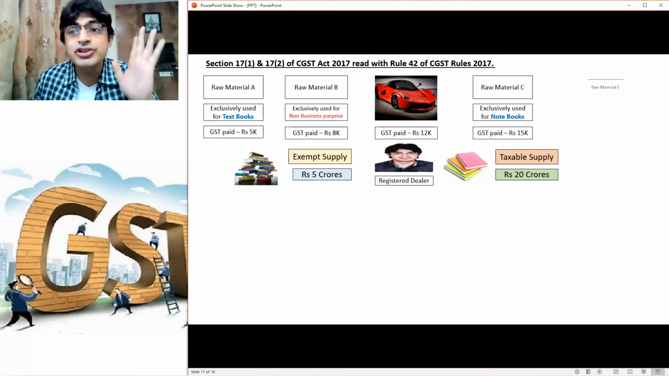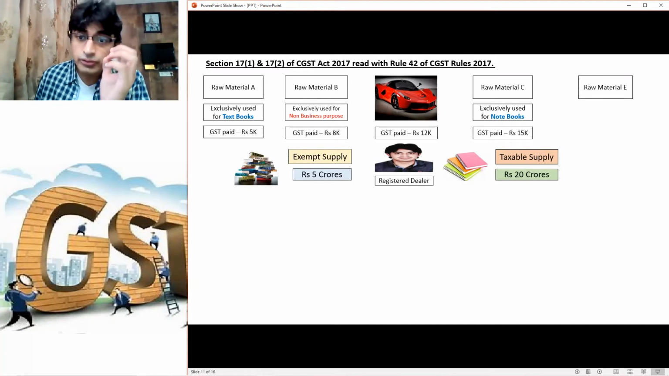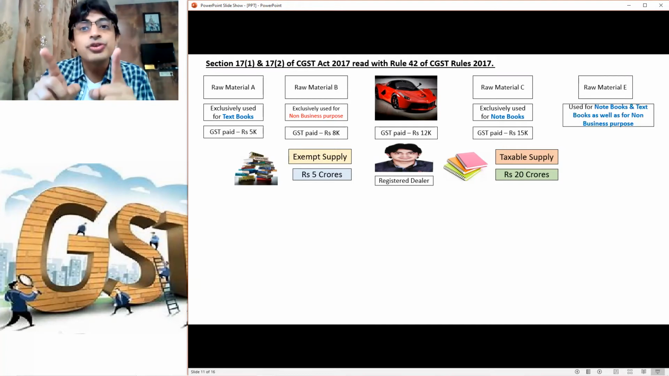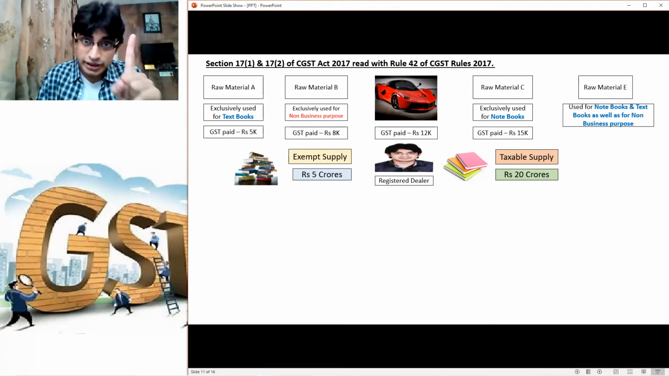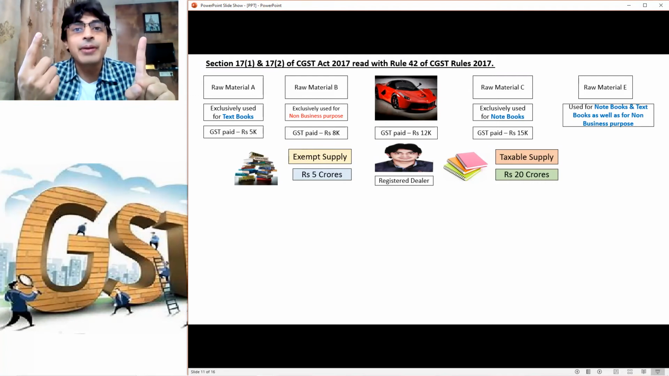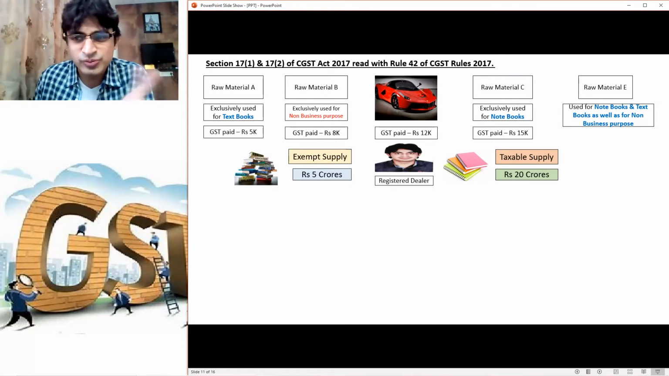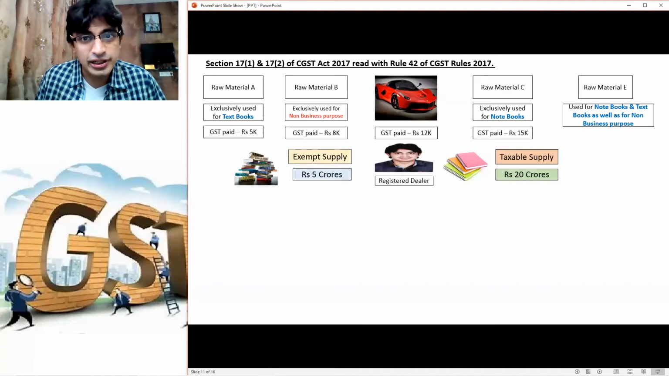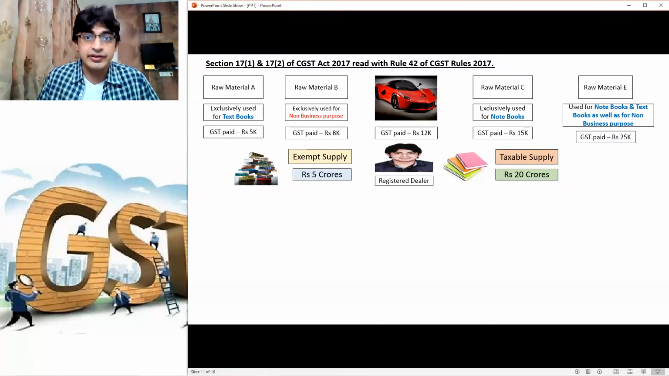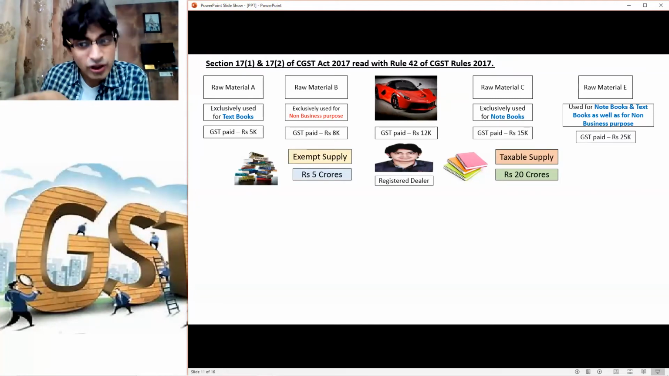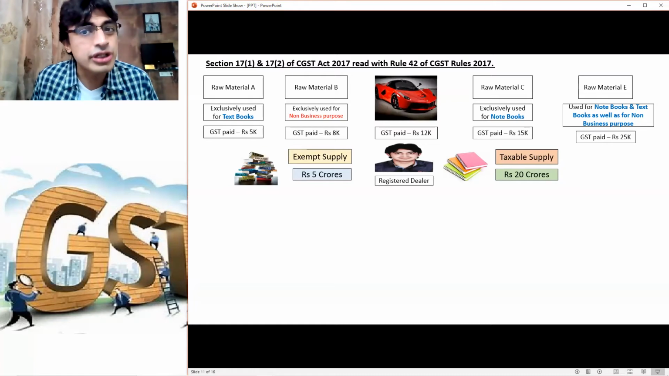And finally, I purchased raw material E. Now, this raw material E is used for exempt supply also, textbooks, and taxable supply also, notebooks. And it is utilized for non-business as well as business purpose. Everything, this raw material. So this is a common GST ITC. GST paid is 25,000. I cannot take this in full, only proportionately.